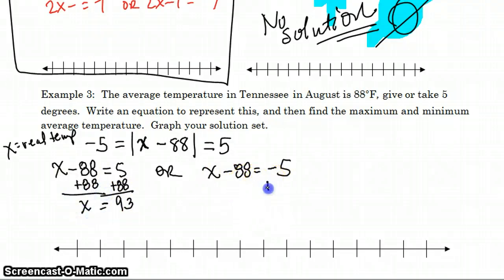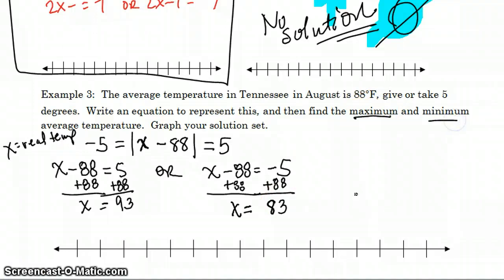Or if I add 88, it could be 83 degrees. So when it asked us to find the maximum and the minimum, so if it's only over or under 88 by 5 degrees, our maximum temperature would be at 93. And our minimum temperature would be at 83.